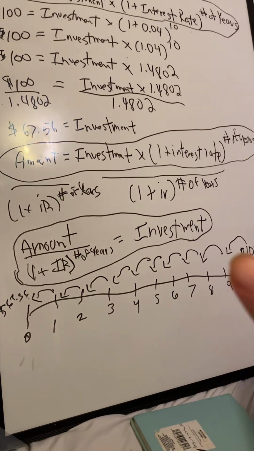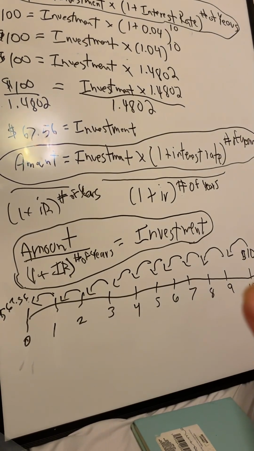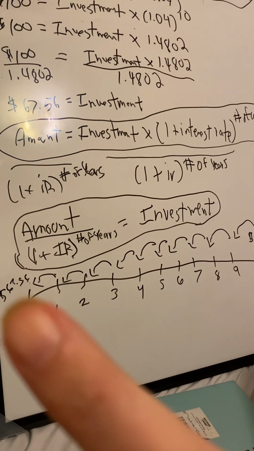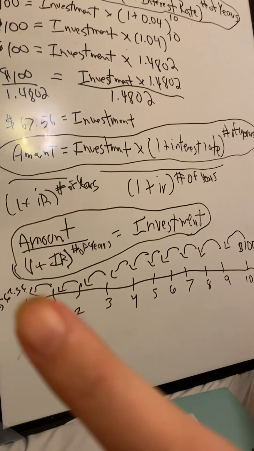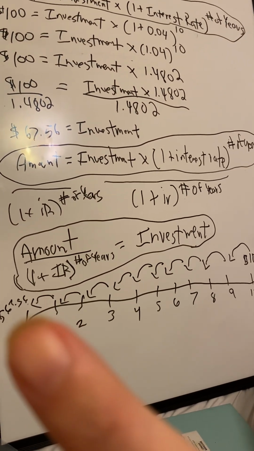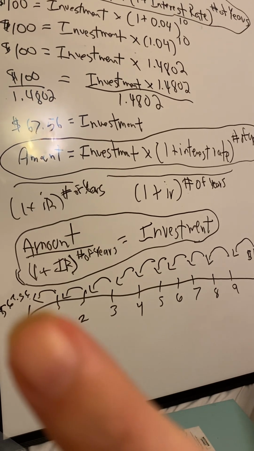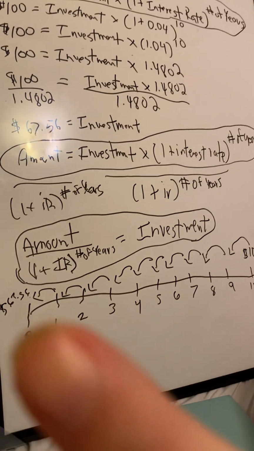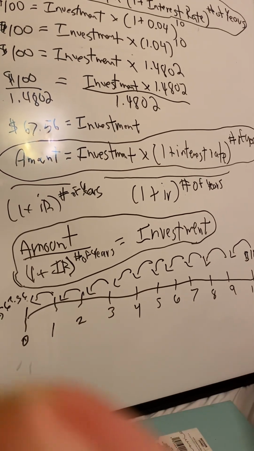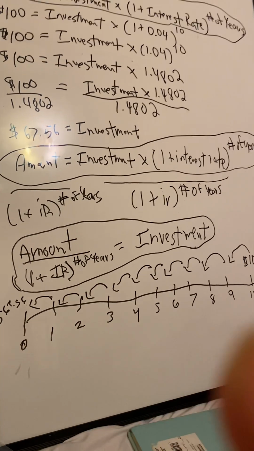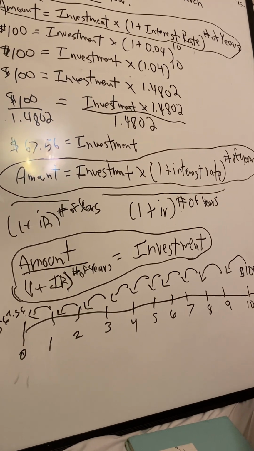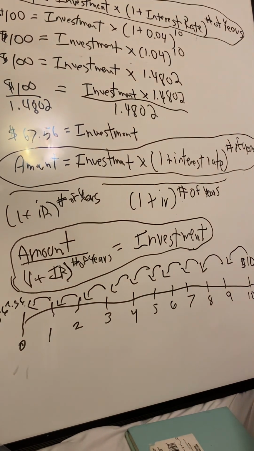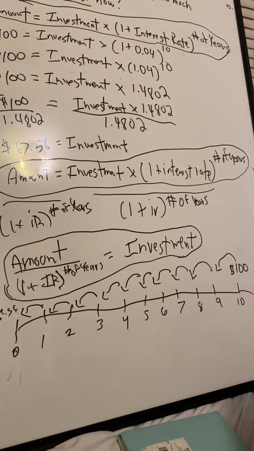So if we divide 100 divided by 1.04 to the 10th, we get the $67.56. And similarly, if we start with $67.56 and we multiply for each year, going from year 0 to year 10, we would have $67.56 times 1 plus the interest rate, 1.04, to the 10th power, and we would end up with $100.